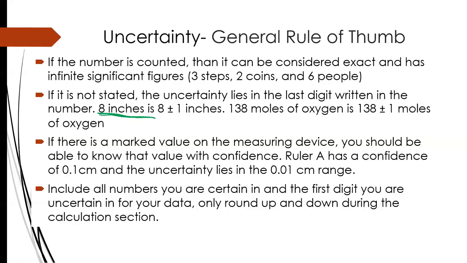So if the number is counted, then we can consider it to be exact, and it has as many significant figures as you need. So 3 steps or 2 coins or 6 people, right? If you're counting something. But anytime you're using measurements, if it's not exact, not something that you count, then there's going to be uncertainty, and we're going to assume that it shows up in the last digit.